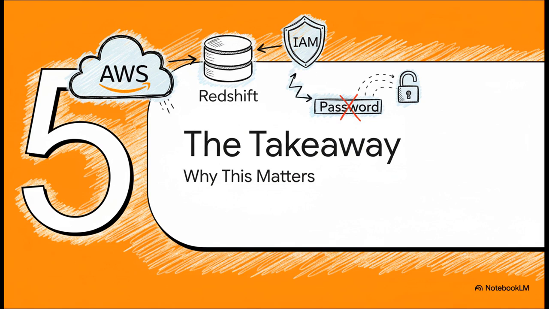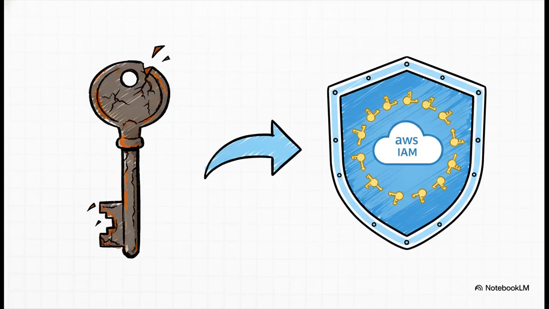So let's zoom out and wrap this all up. Let's focus on the big picture. Why did we just go through all of that? What's the real benefit here? Well, the takeaway is actually really simple, but it's incredibly powerful. You've fundamentally leveled up your security. You've ripped out a fragile, high-risk, manually managed password and replaced it with a dynamic, secure, and automated workflow that uses the best practices of modern cloud security. That is a huge win.